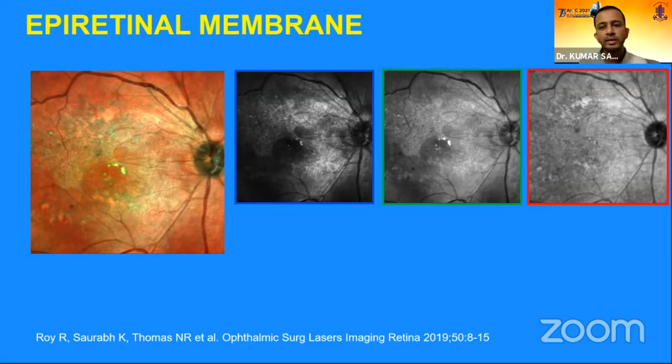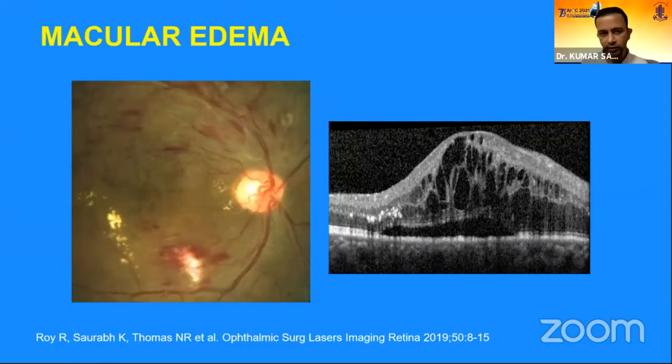And if you see the green and infrared reflectance, it is still a little bit seen on the green reflectance, but it is not seen on the infrared reflectance. So we need to know on which reflectance channel we should see which structure. Epiretinal membrane, being superficial, is more obviously seen on the blue reflectance image alongside the composite multicolor image.